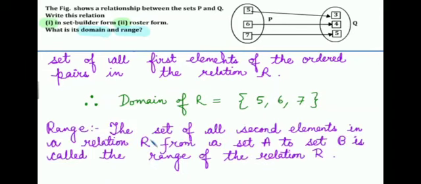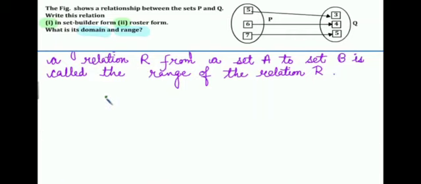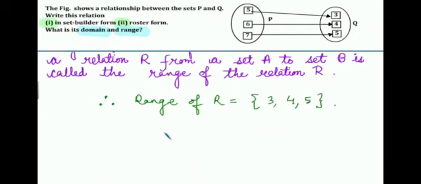And range: the set of all second elements in a relation R from a set A to set B is called the range of the relation R. So range of the relation is equal to {3, 4, 5}. So this is your final answer. Now move on to question number 5.